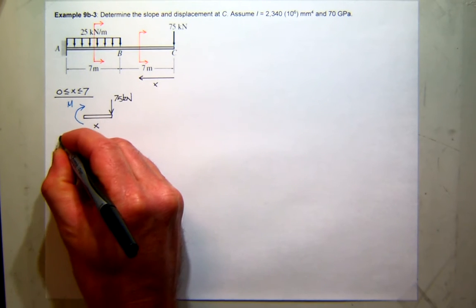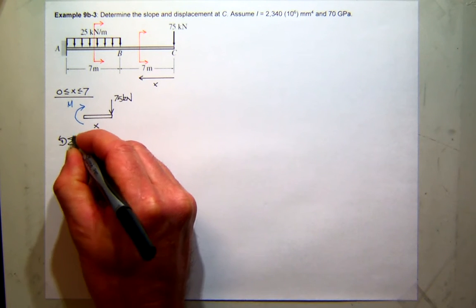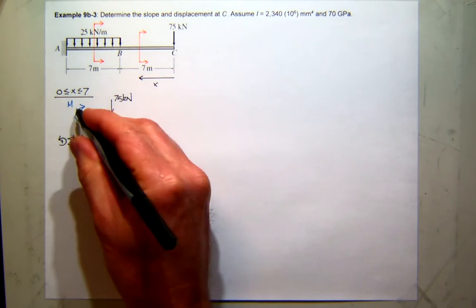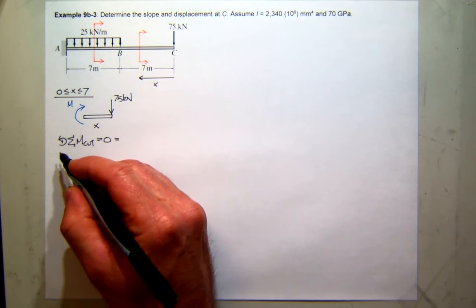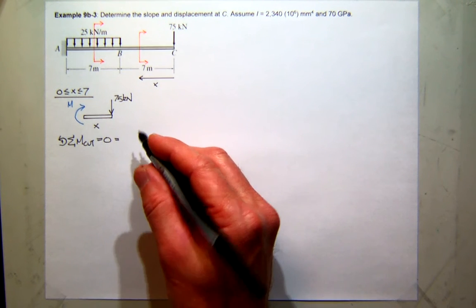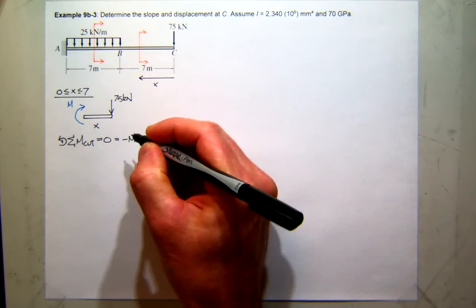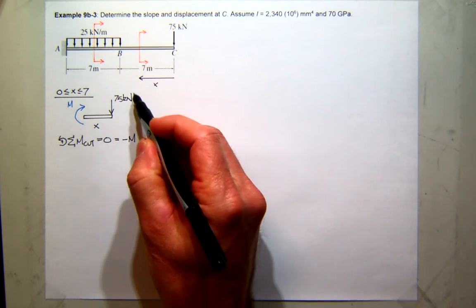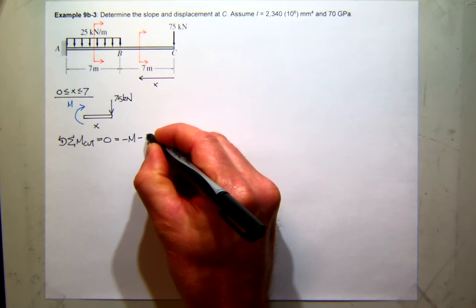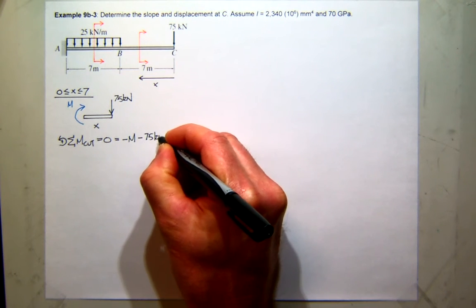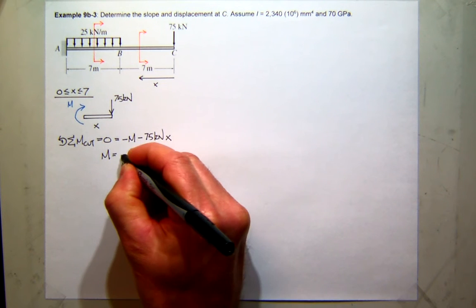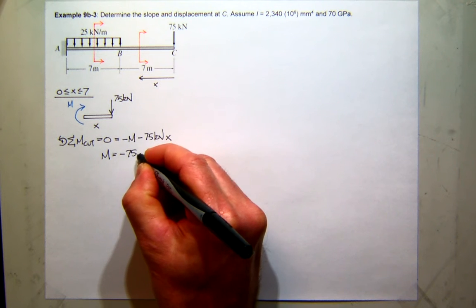Okay, so if I sum the moments at the cut and make sure I'm in equilibrium, I can find my internal moment. So with right-hand rules, my sign convention, my internal moment is positive or negative? Negative. And the moment about the cut produced by this 75 kilonewton force is positive or negative? Negative. So the force, 75 kilonewtons, times the distance, x. So it looks like my moment there is just minus 75x.